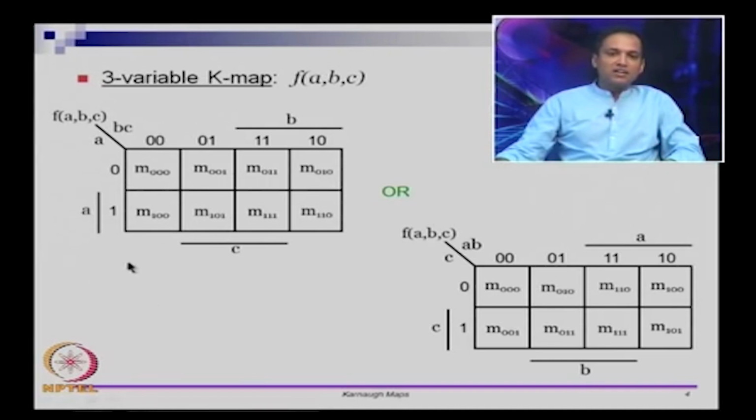If you notice, this row corresponds to A equals 1. These 4 min terms m100, m101, m111 and m110, you can see that we are looking at A in the uncomplemented version in each of these 4 terms, and B and C are coming in all possible combinations.